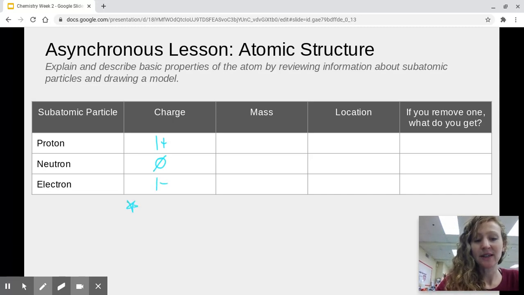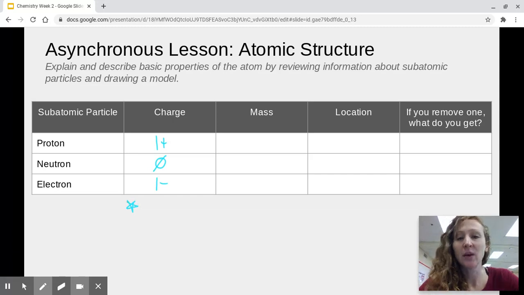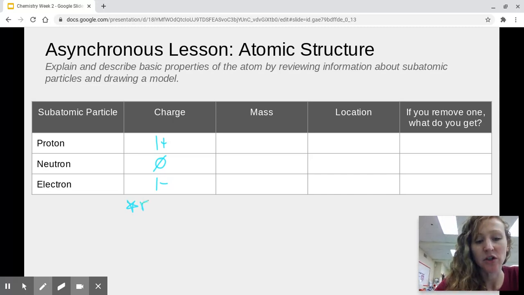Now notice, these aren't the actual charges. If they were the actual charges, they would have a unit on them, probably coulombs. And they would also not be a nicely rounded off single digit number, right? Protons and electrons do have actual charges, but we don't deal with these actual charges because the numbers are so bulky. So instead of dealing with the actual decimal charges, what we do is we deal with a relative charge.